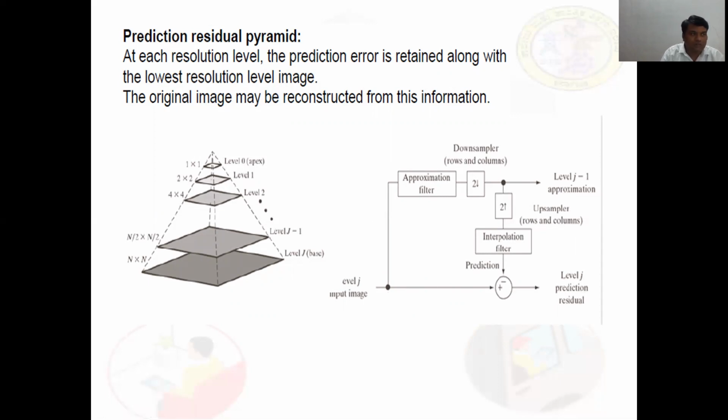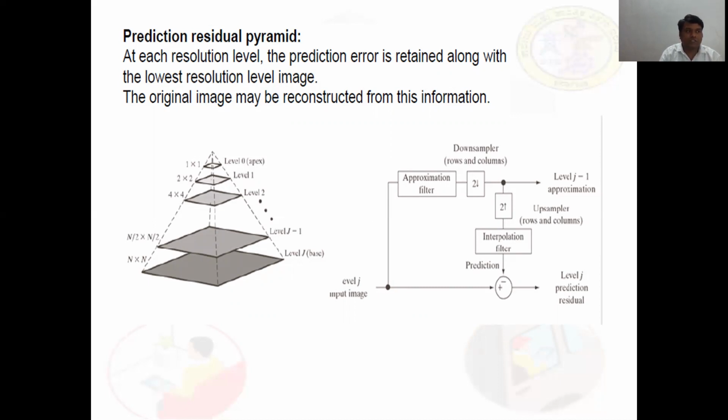Base level J is of size 2 to the power of J into 2 to the power of J, or n cross n, where J is equal to log n to the base 2. Apex level 0 is of size 1 cross 1, and general level j is of size 2 to the power of j into 2 to the power of j, where j is in between 0 and J.